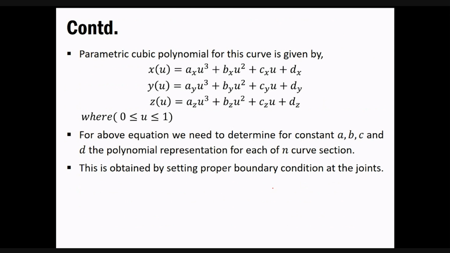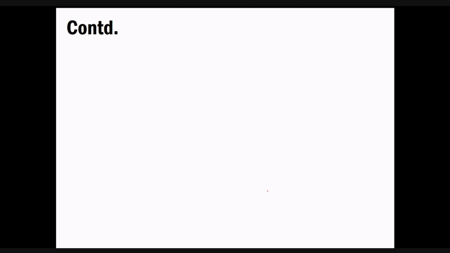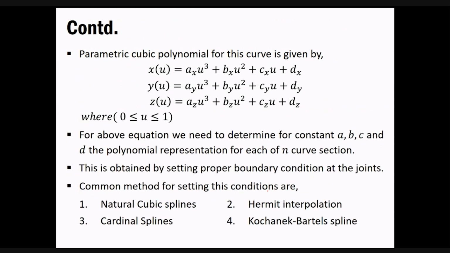So now based on it, what is it? This is obtained by setting proper boundary conditions at the joints. Okay, see, our ultimate goal is nothing but we want a proper representation of a moving object or an existing shape or a continuous curved section. If multiple curved sections are there, then we want something to actually represent the thing as the customer, the developer, or the user needs. So for this we are going into some concepts that will say that okay, this will be the final equation that you can use, and that will lead to the accurate result.